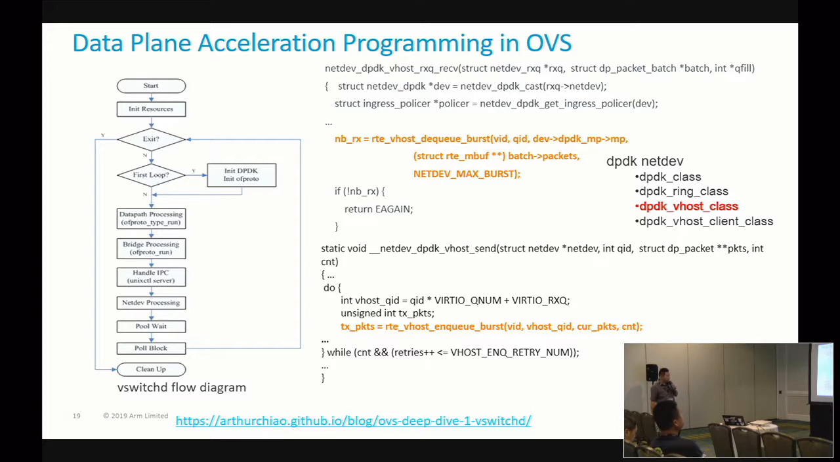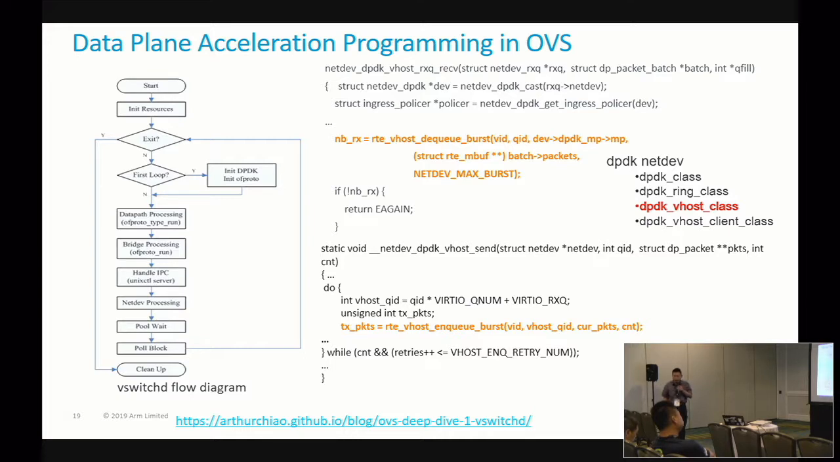For the right part, this code is for the DPDK vhost class, and I give out the typical APIs used by the OVS-DPDK, which are used to receive the packets from the vhost interfaces, and the transmit API calls to transmit all the packets for the vhost class. Actually, you can see that there are four DPDK classes: the native DPDK class, the DPDK ring class, the DPDK vhost class, and the vhost client class.